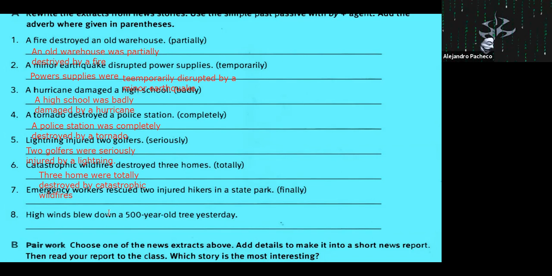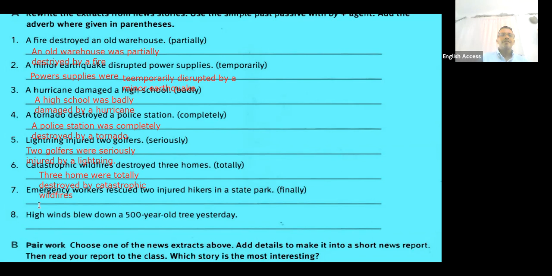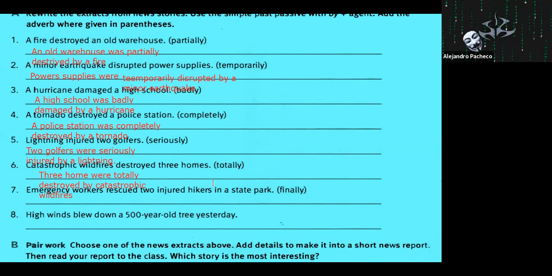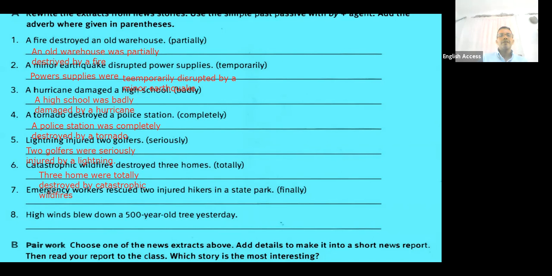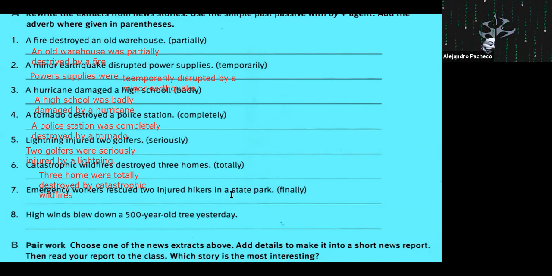But I don't understand some words that are here. Okay, you have the subject, emergency workers. Yes? That is the subject. The verb is rescue, past tense. Two injured hikers is the object, the receiver of the action. What is the action? Rescue. What is the subject? Emergency workers. In a state park, of course, is the complement, and it's mentioned where, right?